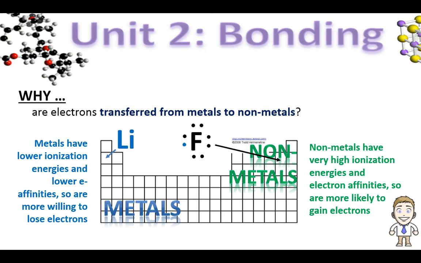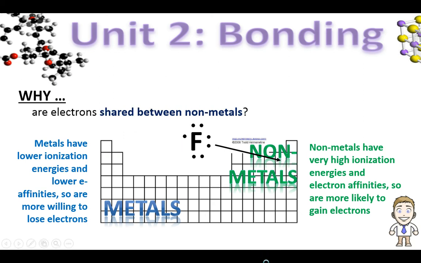Fluorine, on the other hand, is a nonmetal. Nonmetals have very high ionization energies and high electron affinities. Therefore, they're the ones that are more likely to gain electrons. So when you put a lithium atom next to a fluorine atom, that's just what they're going to do in order to satisfy the octet rule.